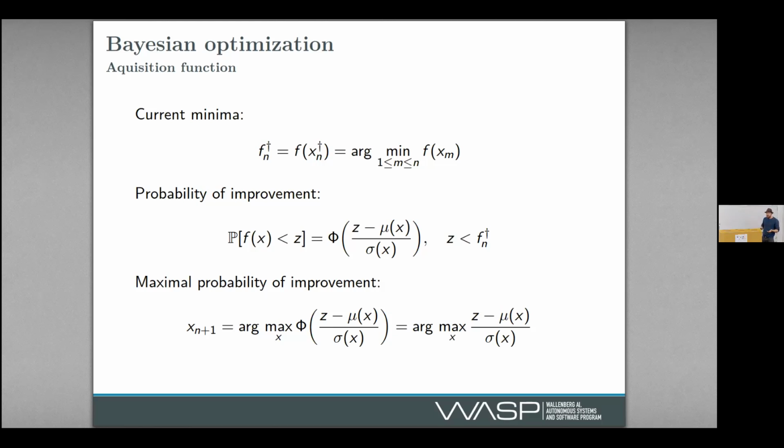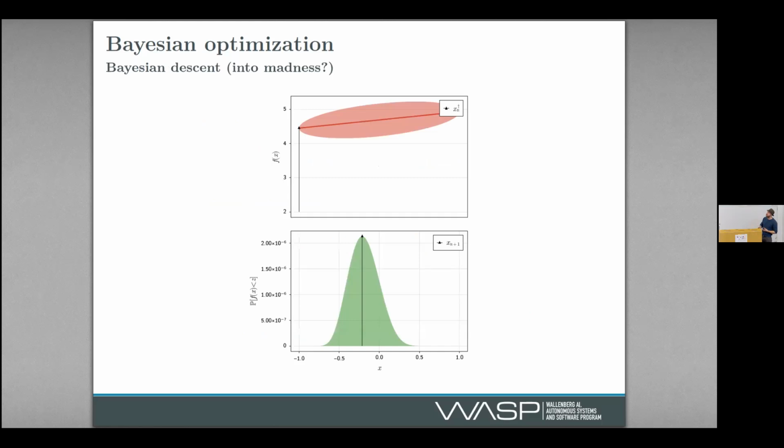There are various ways of designing these acquisition functions, but for instance, one way would be probability of improvement. So we calculate the probability that our model function is smaller than some value, which is smaller than the smallest value we've seen so far. And then we just try to maximize the probability of improvement. So we can try to do that, and then we get a new point out. And what this looks like is this.